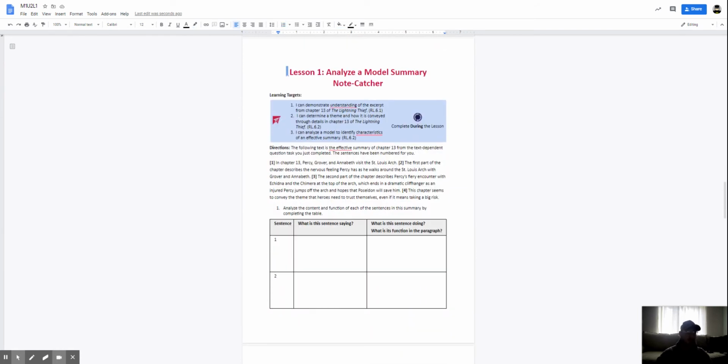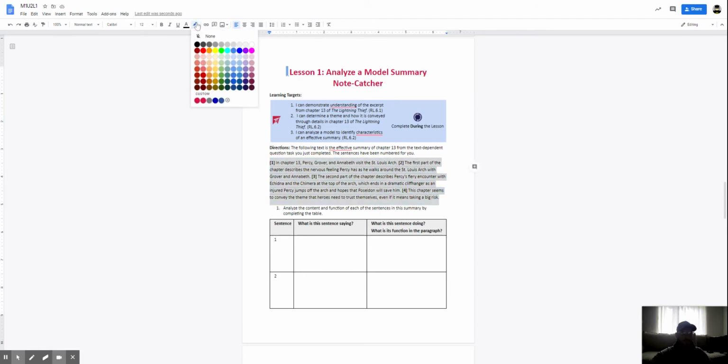All right, here is what we are looking at. I'm going to highlight it for you so that you can easily see. I am looking at this paragraph right here. It is a gist, a summary of Chapter 13. Now, you should have already read Chapter 13, so this will make complete sense to you. But it says, in Chapter 13, Percy, Grover, and Annabeth visit the St. Louis Arch. That's the first sentence.